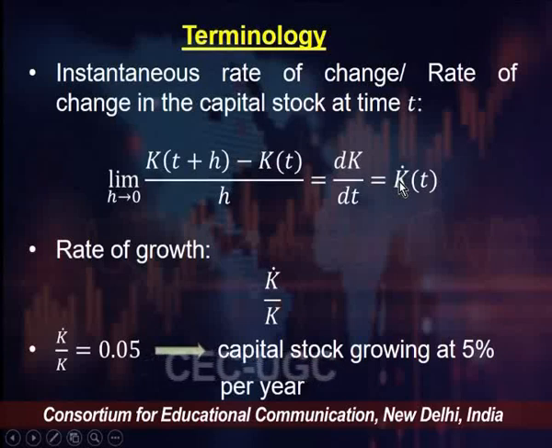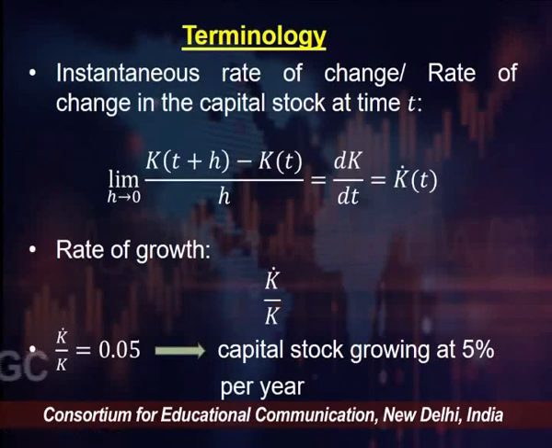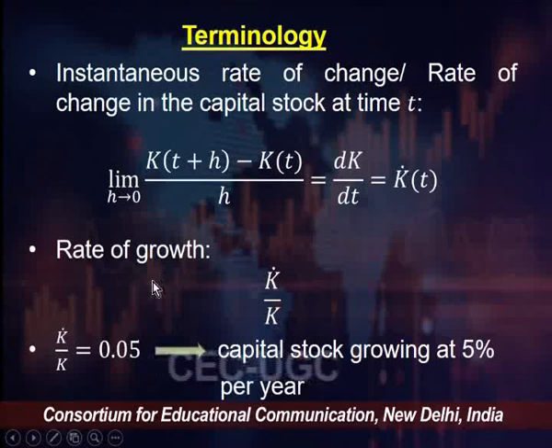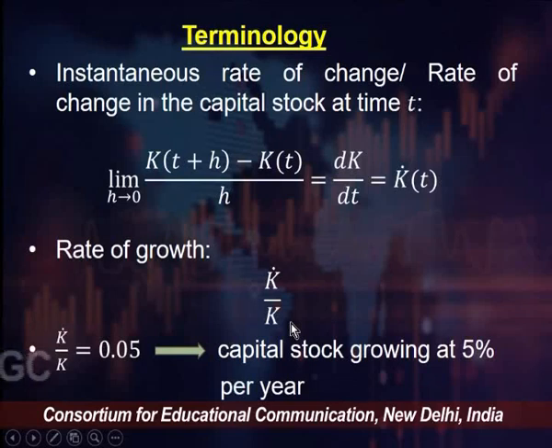If we were to interpret the derivative in words, this expression k dot is nothing but the rate of change in the capital stock at time t. Now, the proportional rate of change, which we are going to introduce as a rate of growth, is given by k dot by k. That is also the rate of growth.